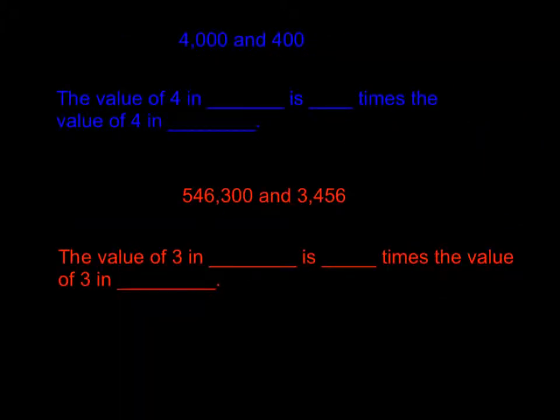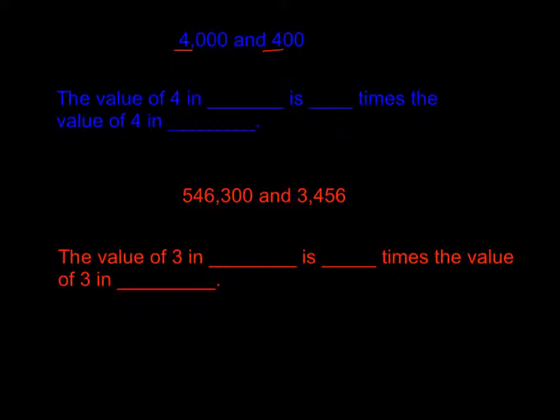So now we're just going to plug in the data here. We are going to take the information that we know and what we've learned, and plug it in. So here we have the value of 4 in blank is blank times the value of 4 in blank. The first thing we're going to do is look at the value of the digit 4. So I'm going to underline the digit 4 in both of those numbers.